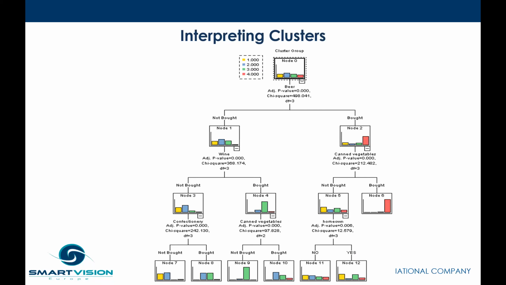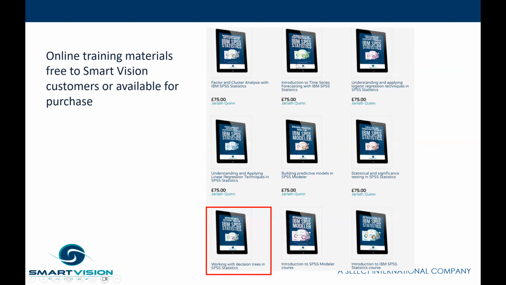We can use it to interpret clusters. For example, if you're doing a cluster analysis, it's going to produce clusters 1, 2, 3, 4 for you, or something like that. And it's hard sometimes to differentiate between one cluster and another cluster. Here we can see, for example, that cluster group 4 are people who bought beer and who bought canned vegetables, whereas down here, cluster group 3 are people who didn't buy beer, but they definitely bought wine, and they didn't buy canned vegetables. So you can see people in that group.